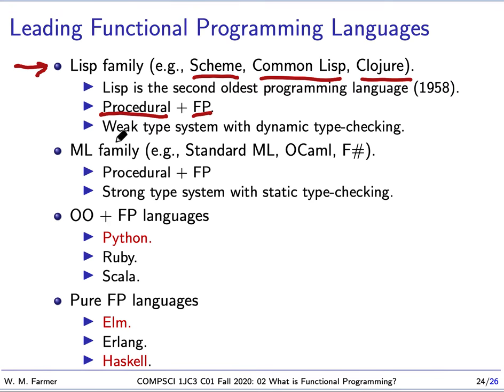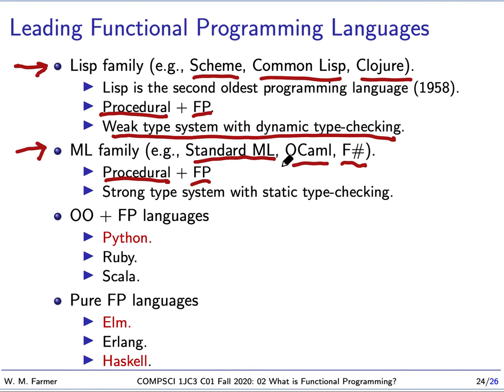Because of this, people developed a different family called the ML family. ML stands for meta language. The most popular ones in the ML family are Standard ML and OCaml, and Microsoft's version, F#. These are, again, procedural plus functional programming, but they have a strong type system with static type checking, which means we can check types before we run our program. We will never have any type errors when we run our program because we won't be allowed to run the program if it has type errors, and we'll know about the type errors before we even try to run it.